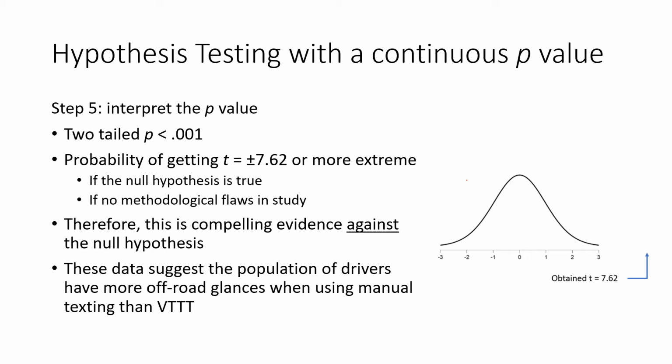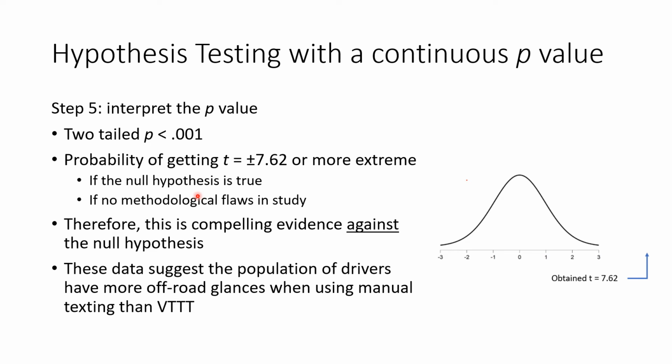Now we do need to interpret the p-value. I jumped ahead a little bit on that previous slide, but I would like to spell it out again. It's a two-tailed p-value of less than 0.001. That tells you that the probability of getting that t, or something further from 0, if the null is true and there's no methodological flaws, is very small. Therefore, this is compelling evidence against the null hypothesis. There does seem to be a difference.